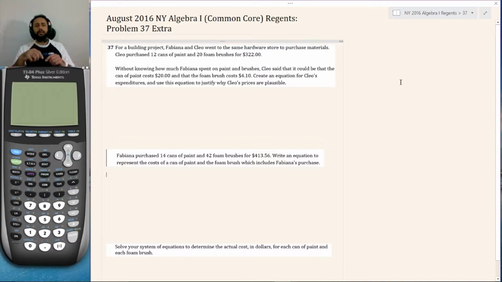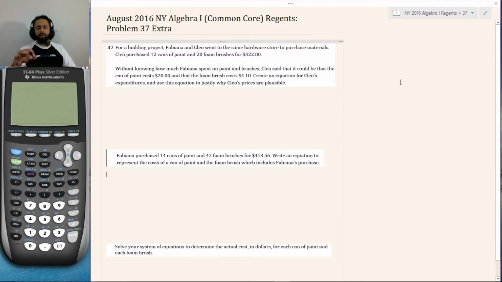So here's the problem. For a building project, Fabiana and Cleo went to the same hardware store to purchase materials. Cleo purchased 12 cans of paint and 20 foam brushes for $322. Without knowing how much Fabiana spent on paint and brushes, Cleo said that it could be that a can of paint cost $20 and that the foam brush costs $4.10. Create an equation for Cleo's expenditures and use this equation to justify why Cleo's prices are plausible.